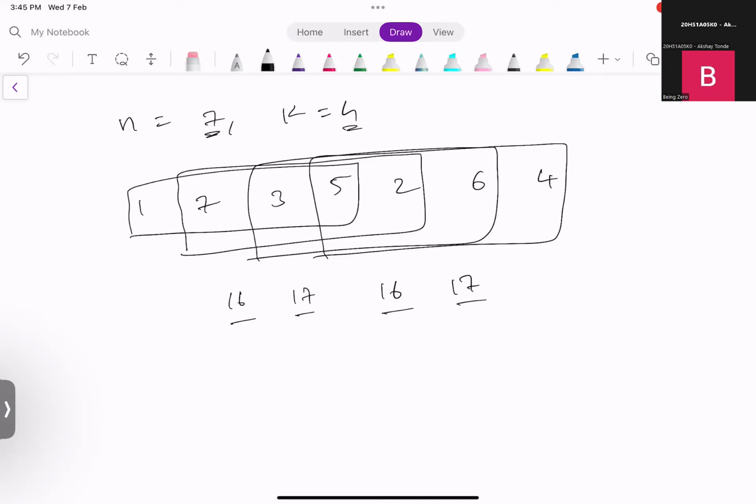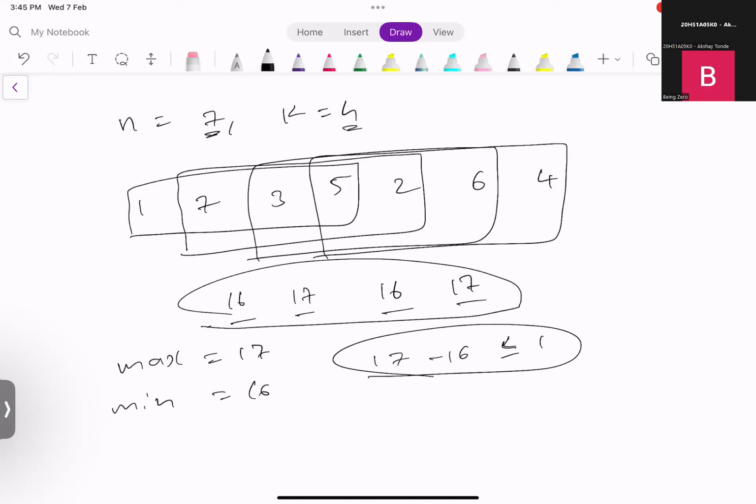What is happening here? The maximum sum is basically 17, and the minimum sum is basically 16. Even they have a difference of less than or equal to 1, right? So basically, all of the contiguous subarray sums of size k should not vary much. Their difference should be confined to the range of 1. If we pick any two, it should be less than or equal to 1. And this answer will satisfy our condition in this case.